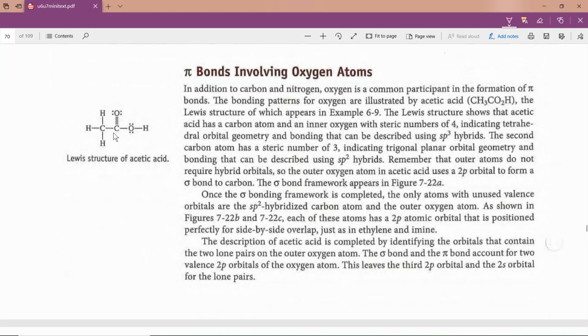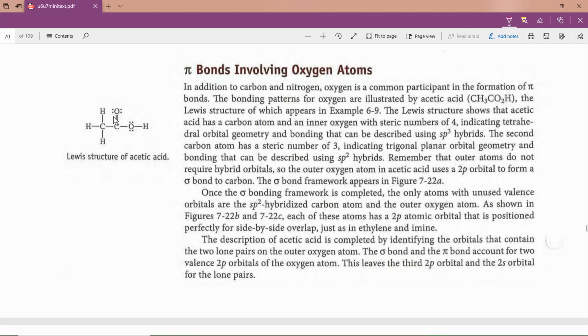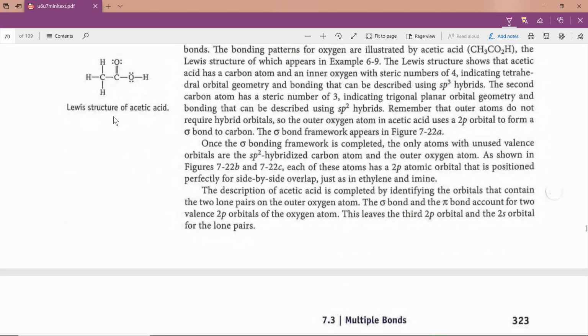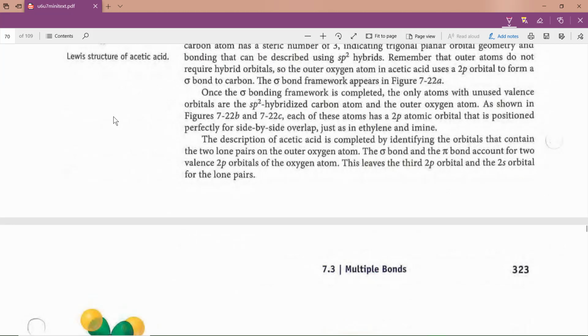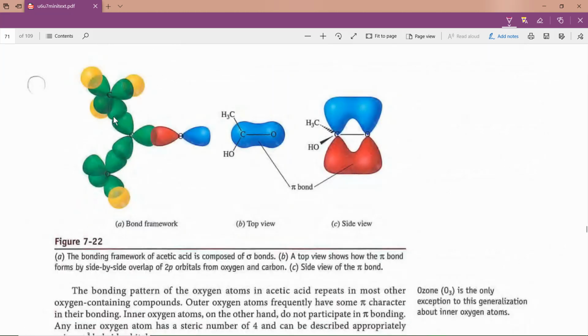Acetic acid has a carbon atom, another carbon atom, and an oxygen atom. So there's 3 inner atoms. The carbon at the left is sp3, the carbon in the middle is sp2 hybridized, the inner oxygen is sp3 hybridized. So sp3, sp2, sp3. Put it all together, and you're also going to see some double bond with a p orbital in the terminal oxygen here. And then you also have lone pairs on the oxygen.